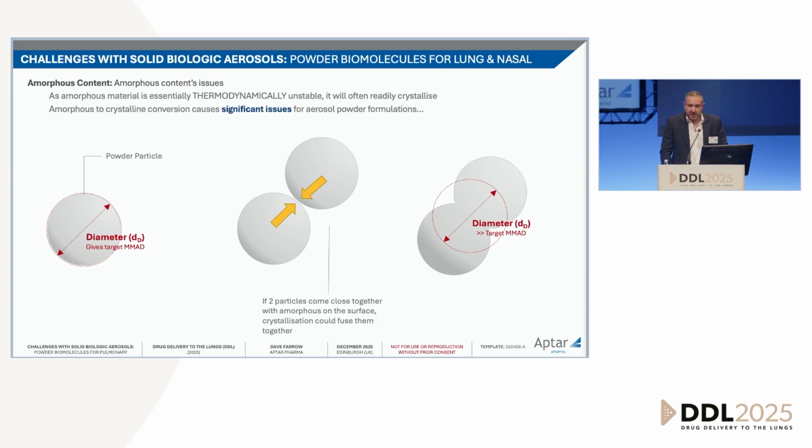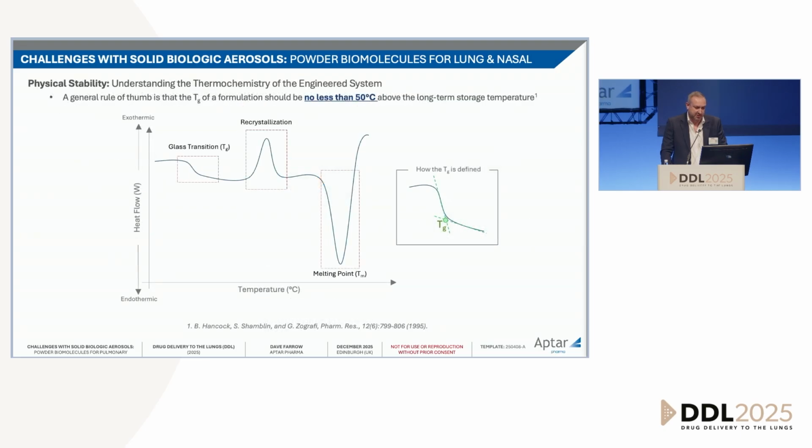That's really important because, again, amorphous matrices are unstable. You have to make sure there's just enough in there to have the stabilizing effect. If you don't, and crystallization takes place, or vitrification takes place close to the surface, then ultimately you will see solid bridge formation, and you will lose the primary particle diameter that's required for deep lung deposition.